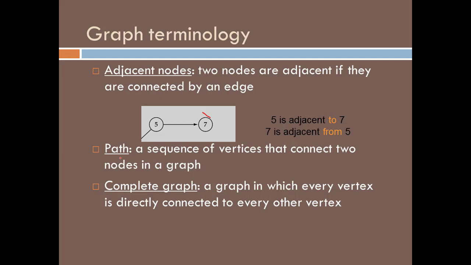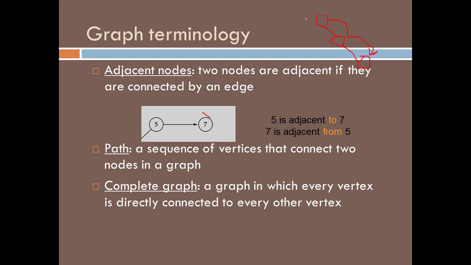Next terminology is the path, a sequence of vertices that connects two nodes in a graph. That is called a graph path. For example, if we look at this short graph, there are 3 nodes. From this to this, if there is a path, these edges will be included in the path from this node to this particular node. So a path is a sequence of vertices that connects two nodes in the graph.